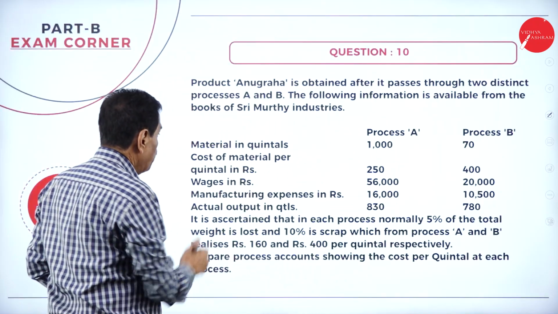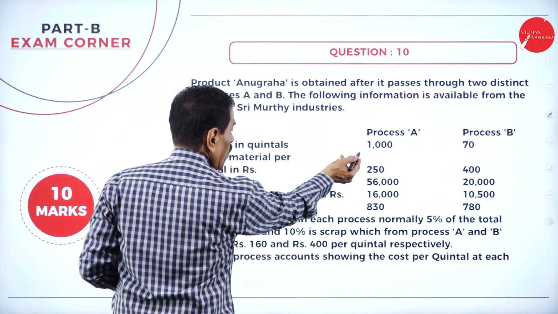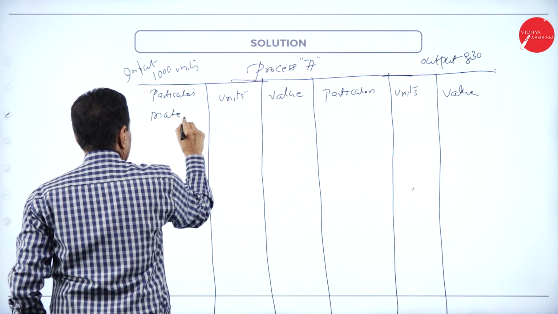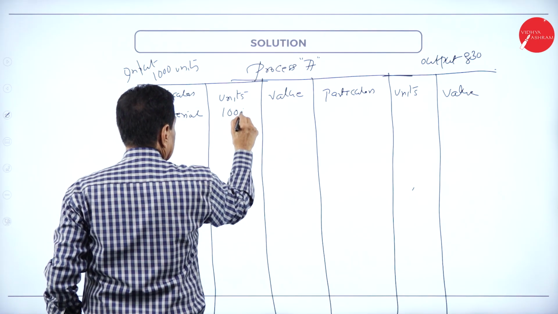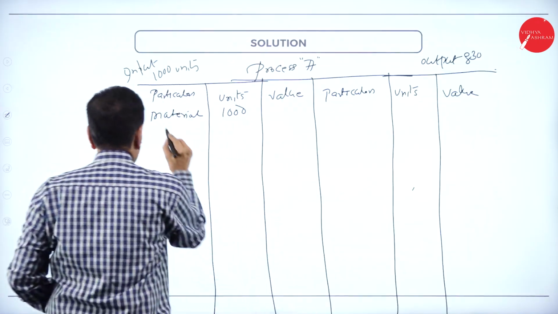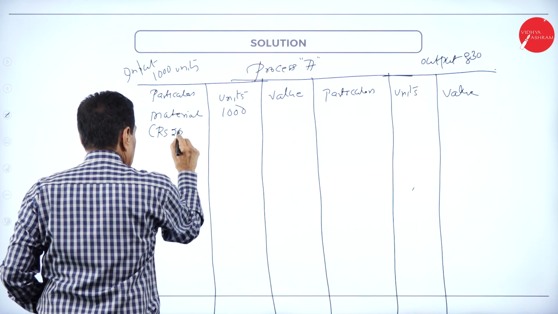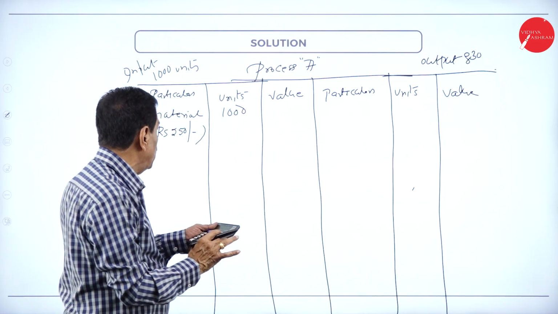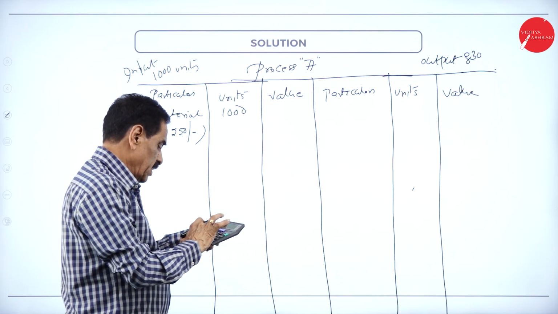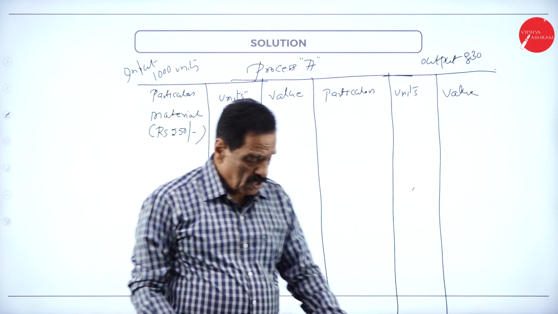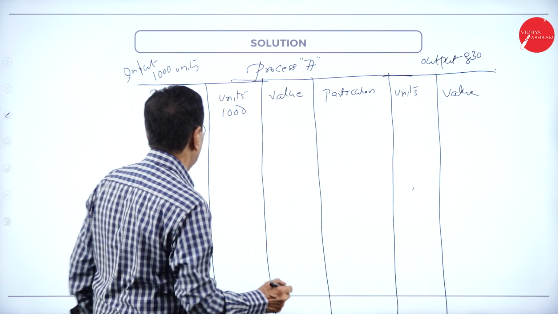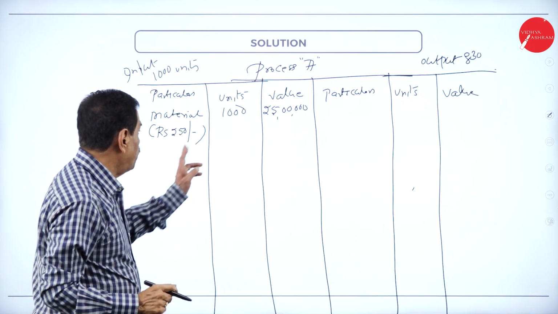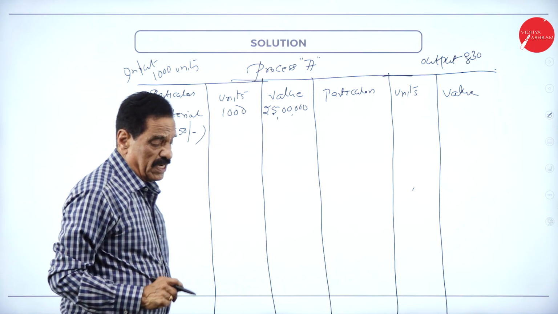We'll move on to the problem. What is the first one? Material, how much have you got? 1000 units at what rate? At rupees 250 per unit. How many materials are you introducing? 1000. At what rate? So this is 1000 into 250. It will come to 25 lakh.